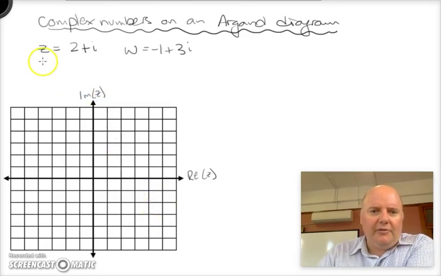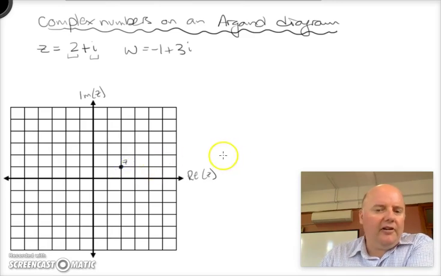So if we have a look at the first complex number z, which is 2 plus i, this is your real part, and this is your imaginary part. So the real part, if you come 2 across, 1, 2 over to here, the imaginary part is only 1. So it comes up 1 unit, and we put a dot there. Now that point there is a representation on the Argand diagram of the complex number z.